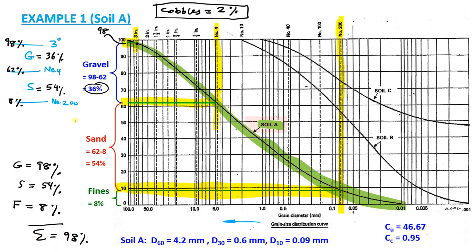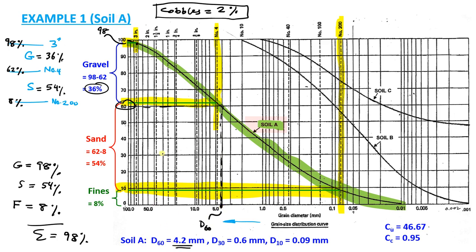Now we might need to use CU and CC. You know how to calculate them. We draw a line from 60%, and from there we go down. That value is D60. If you read from here, 1, 2, 3, 4, and it's a little bit higher than 4, so I have taken this as 4.2.